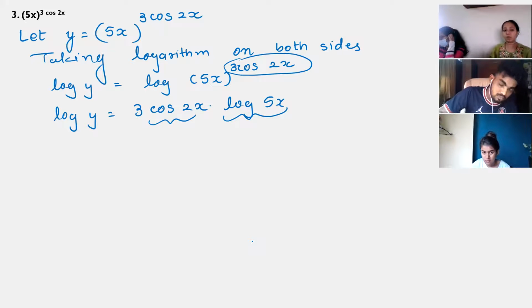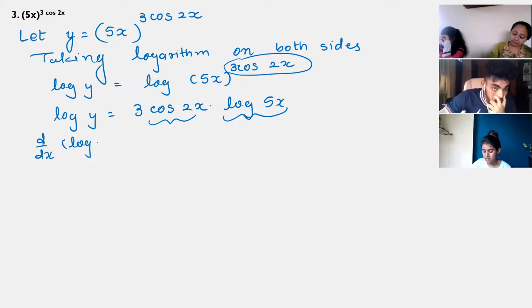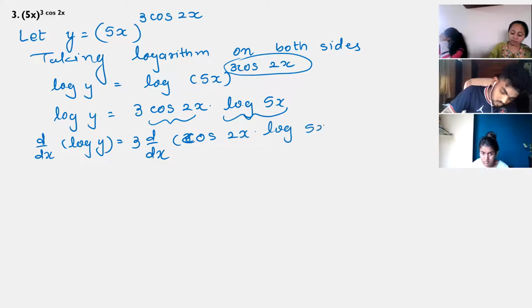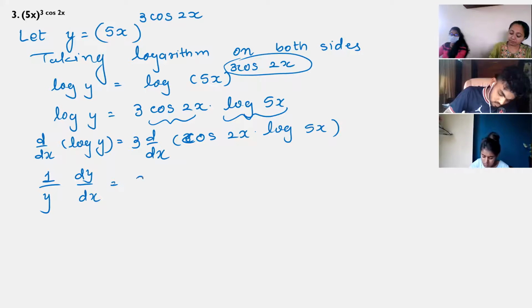Product rule, we can use the product rule. Let us start differentiating on both sides. Differentiating the left hand side d by dx, differentiating the right side. And let me take 3 out. It is cos 2x log 5x. I know that the differentiation of log y is 1 by y. But since it is not only x, if it were x we could have written only 1 by x. This is y, that means dy by dx will be there. 3 out.